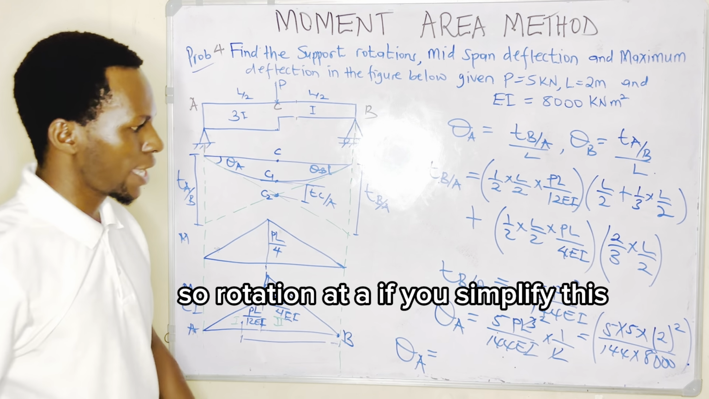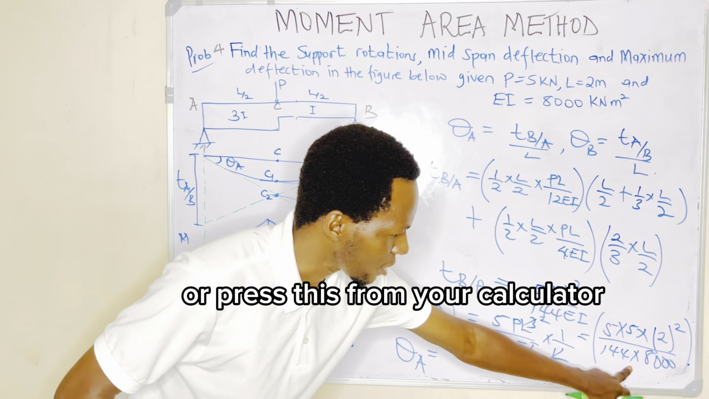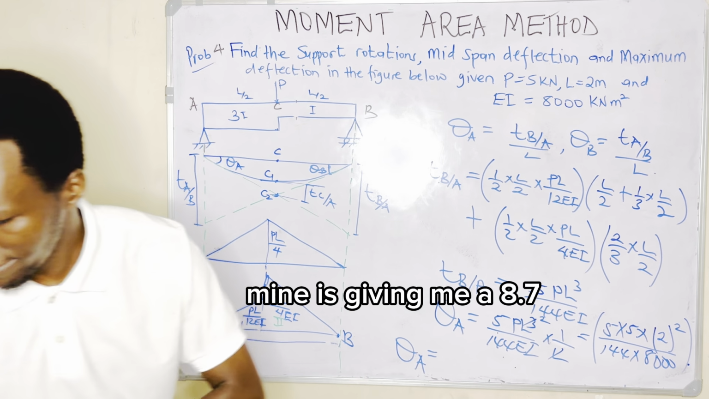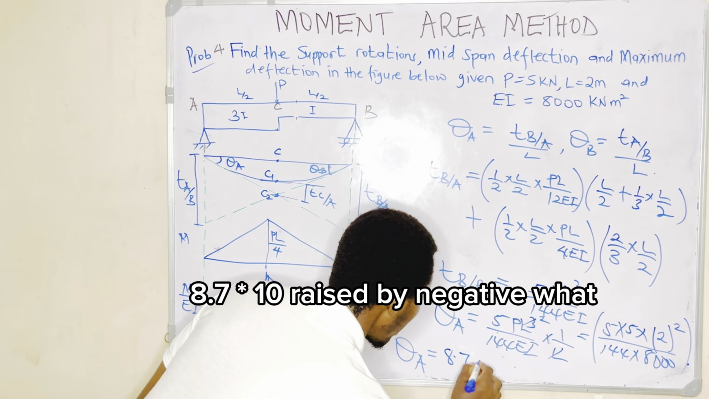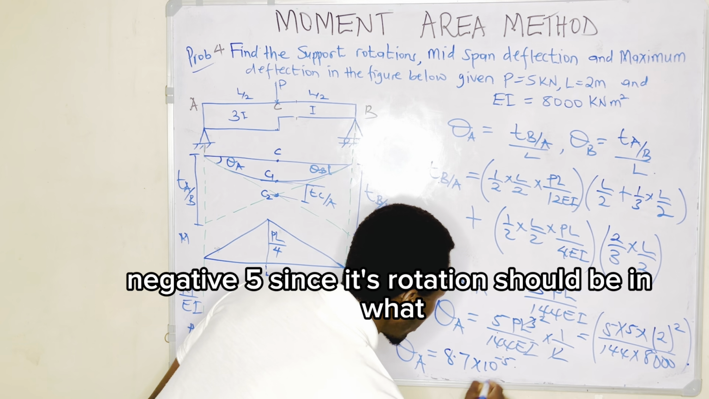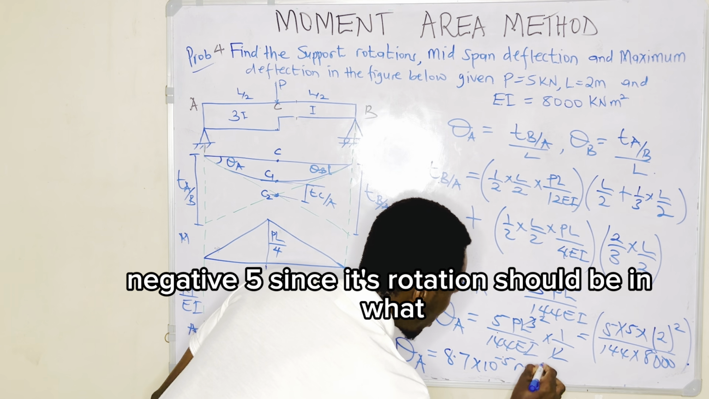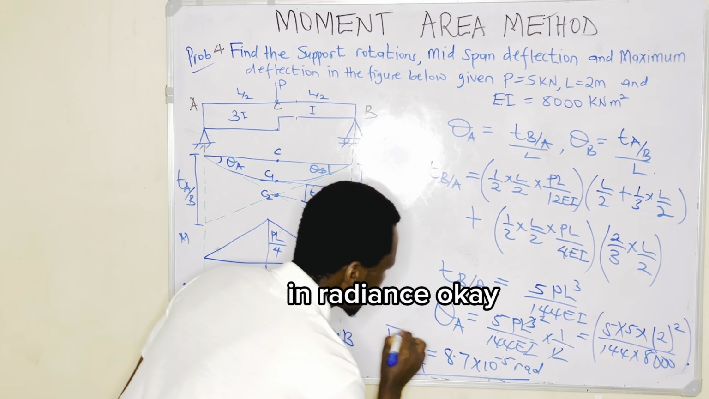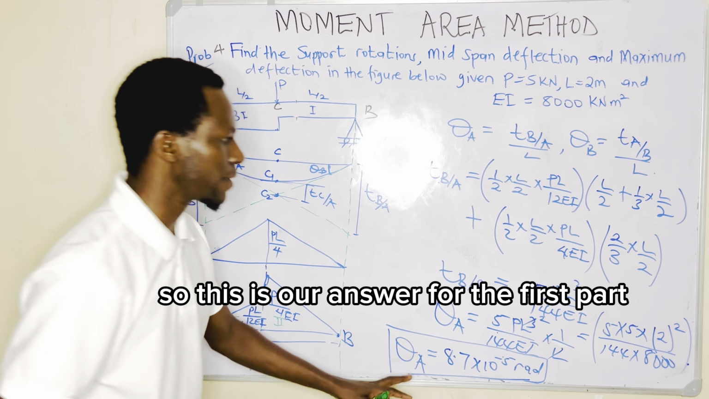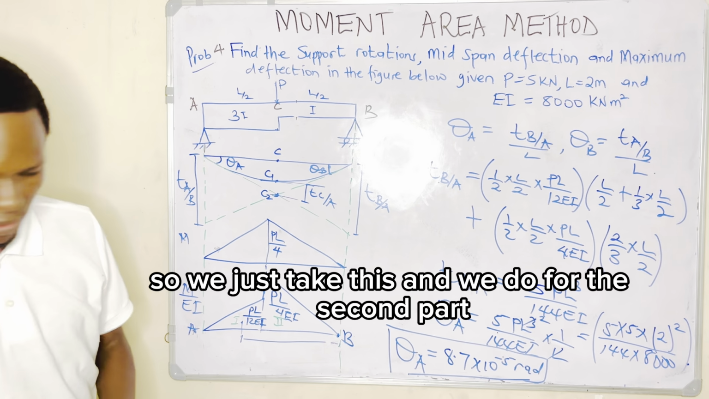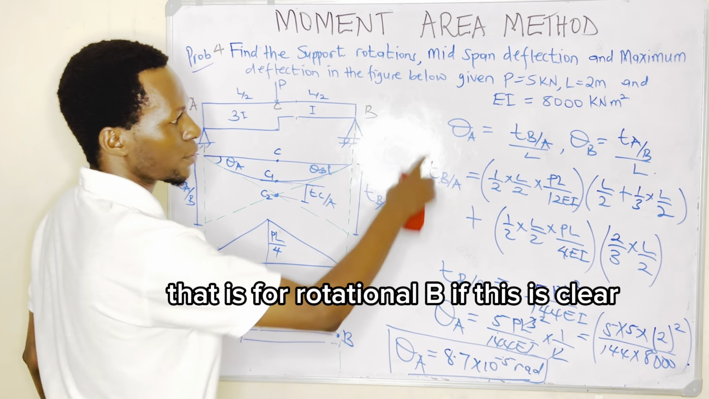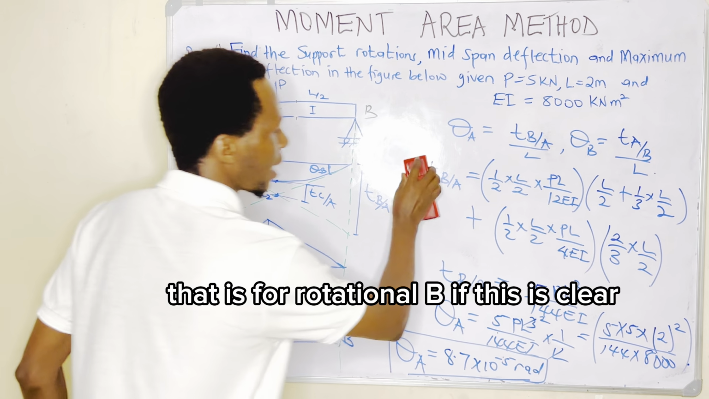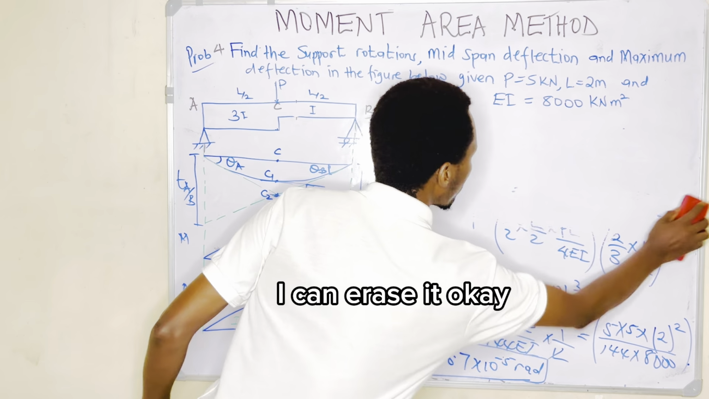So what will be our final answer for rotation at A? If you simplify this or press this from your calculator, mine is giving me 8.7 times 10 raised to power negative 5. Since it's rotation, it should be in radians. Okay, so this is our answer for the first part. So we just take this and we do for the second part, that is for rotation at B. If this is clear, I can erase it.